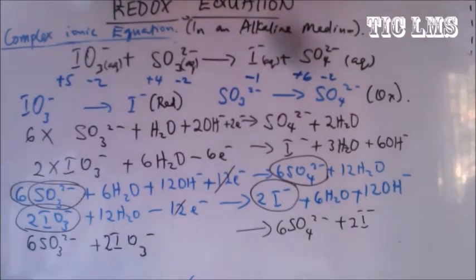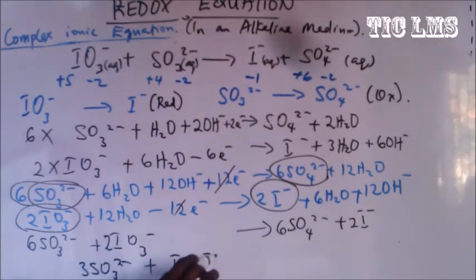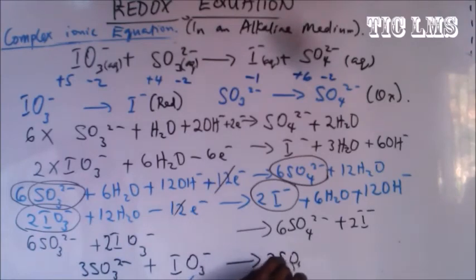But if we look at the equation, we have a common factor, which is 2. So when we divide through by 2, we'll have 3SO3 2- plus IO3-, and then 3SO4 2- plus I-. So that is our resultant equation.